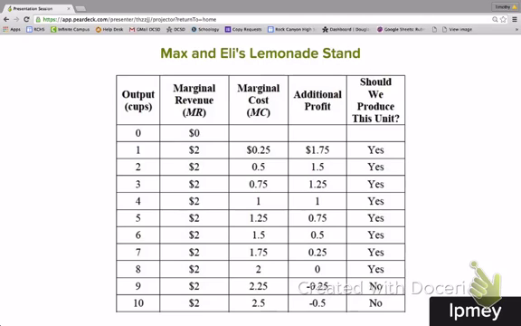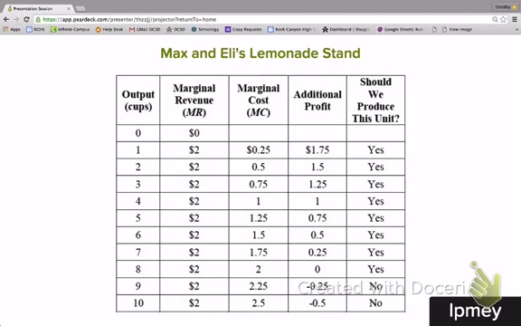Up until that point, we always add more to our total profit by producing more, because there are more dollars coming in than going out. So the answer to producing that unit is yes. But once we get to the 9th unit, notice $2.25 is going out to produce it, only $2 is coming in. That takes away from our profit, and so we shouldn't produce that unit.